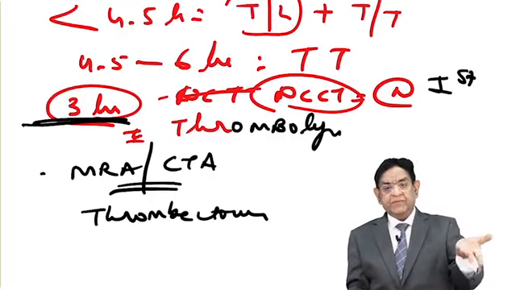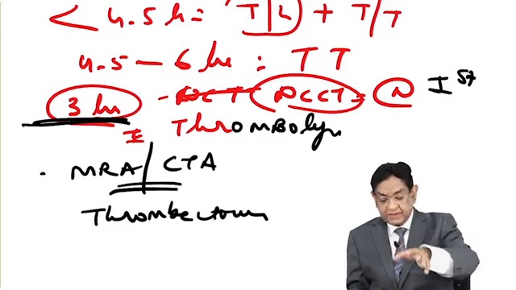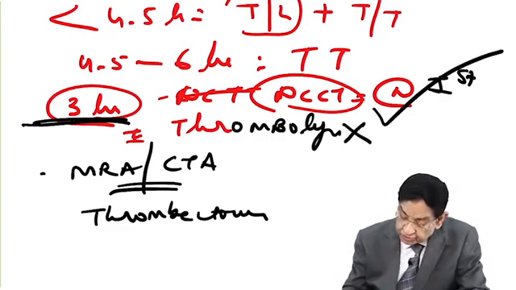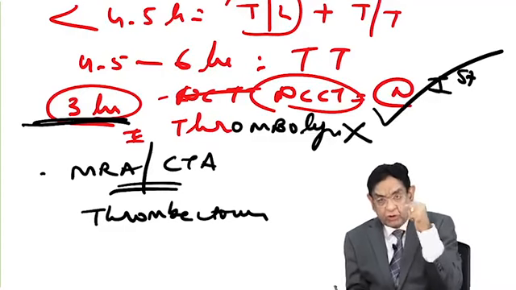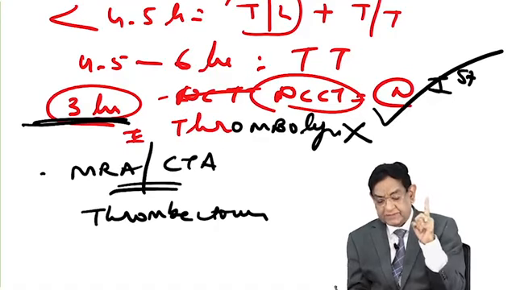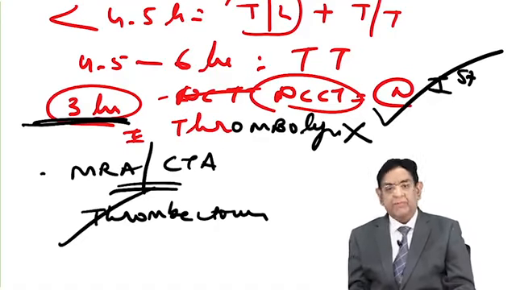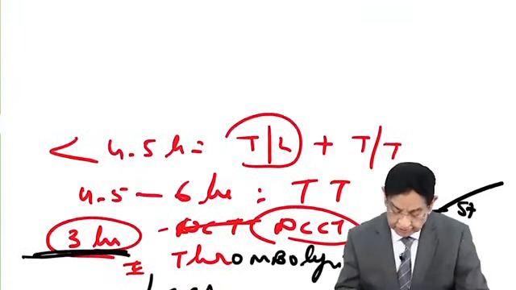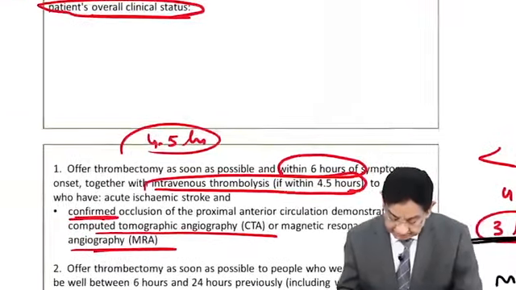Suppose he comes between 4.5 to 6 hours, then you will do this. Then you will not do thrombolysis because the time is already gone, more than 4.5 hours. Then we can go for thrombectomy. Okay, so I hope you understood. Time is money.